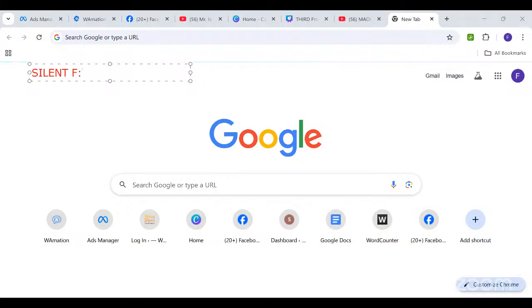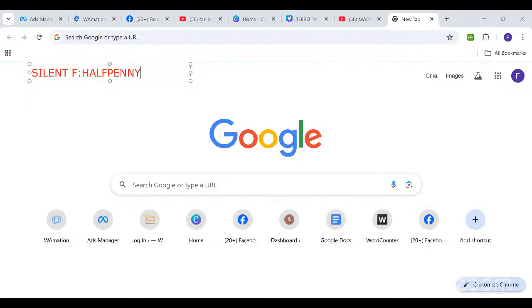So silent F. Silent F is not silent like that. It is only silent in the word halfpenny. So in the word halfpenny, we don't say the F, we just say halfpenny. Some other times, it can sound like V.